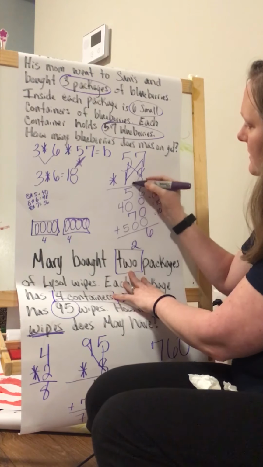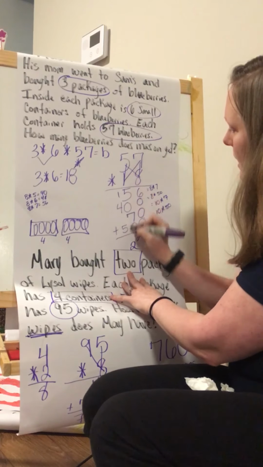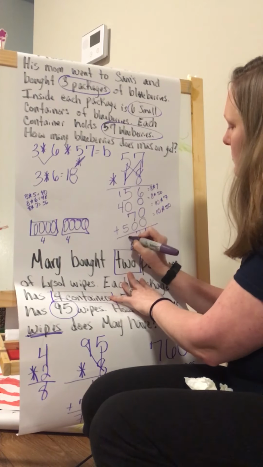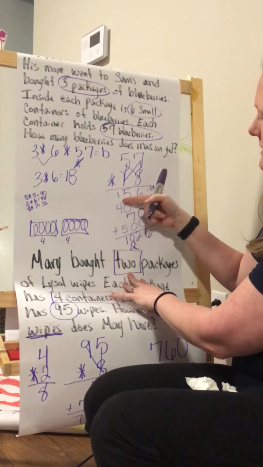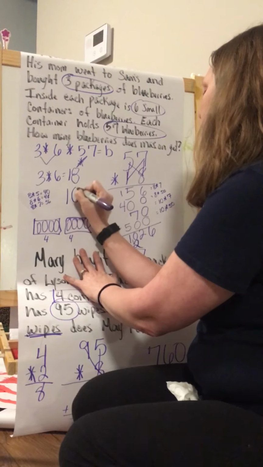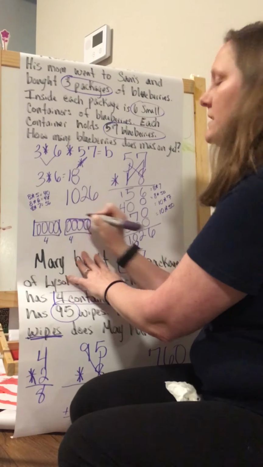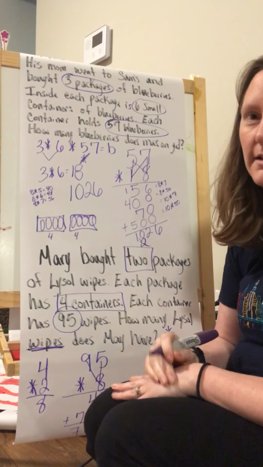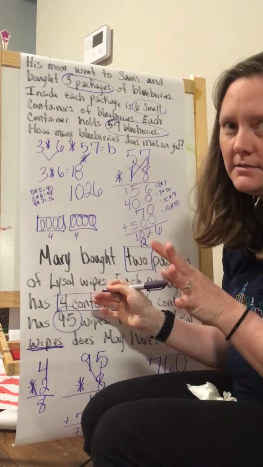So you have 6, 7 plus 5 is 12, and 5 plus 4 plus 1 is another 10. 5, 6, 7, 8, 9, 10. So he gets to eat 1,026 what? Elephants? Giraffes? Blueberries. And that's my answer.